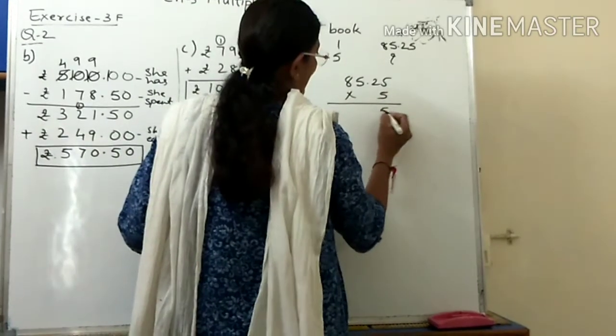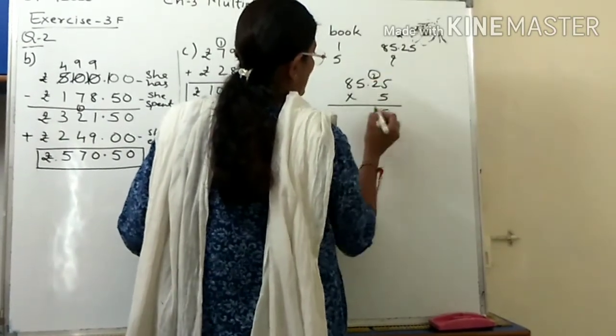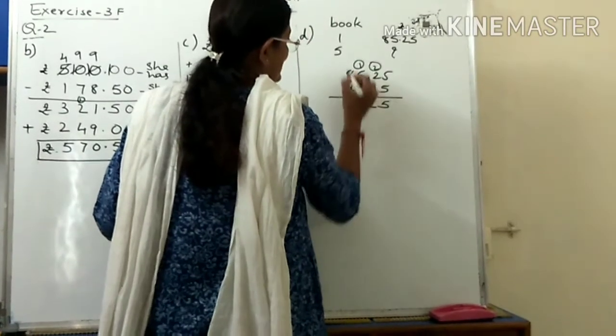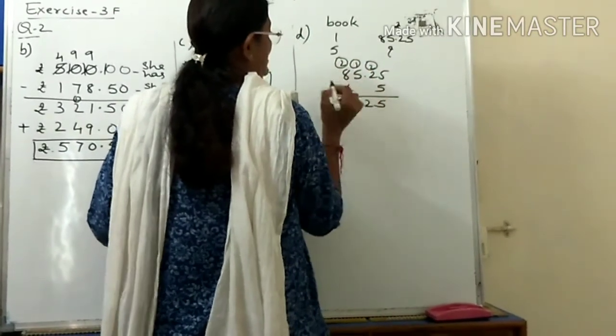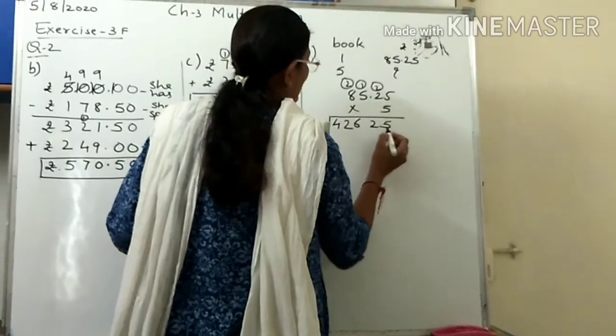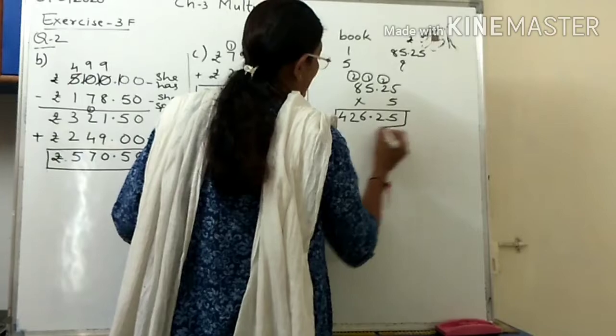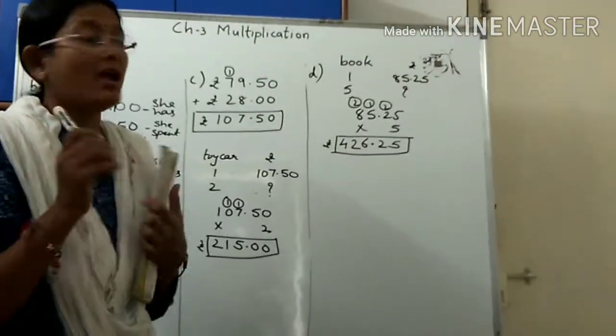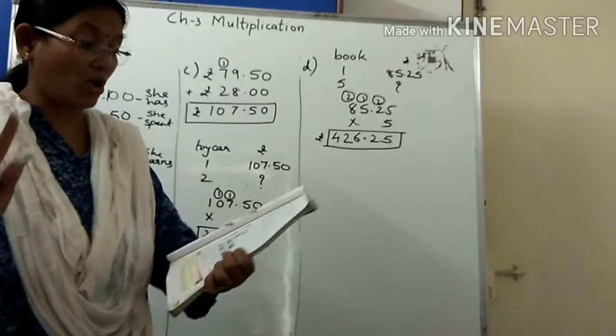5 5s are 25, 5, 2 carried over, 5 2s are 10 plus 2, 12, 2, 1 carried over, 5 5s are 25 plus 1, 26, 6, 2 carried over, 5 8s are 40 plus 2, 42, right? Now after point 2 digits are there, so 1, 2, keep your point, right? That is rupees 426.25 rupees 5 books will cost.